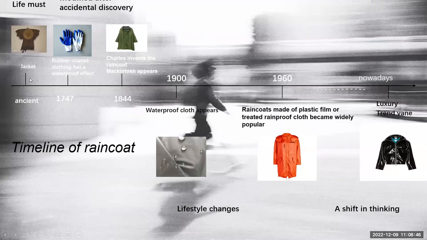We can see the jacket was made from fabric in ancient times. Then people found that some river clothing had a waterproof efficacy, so they made some gloves. Then it developed into the raincoat in 1844. Focusing on the last 100 years, we can find waterproof clothes appearing in Thailand. Later, around 1960, the raincoat made out of plastic became very popular in Thailand.